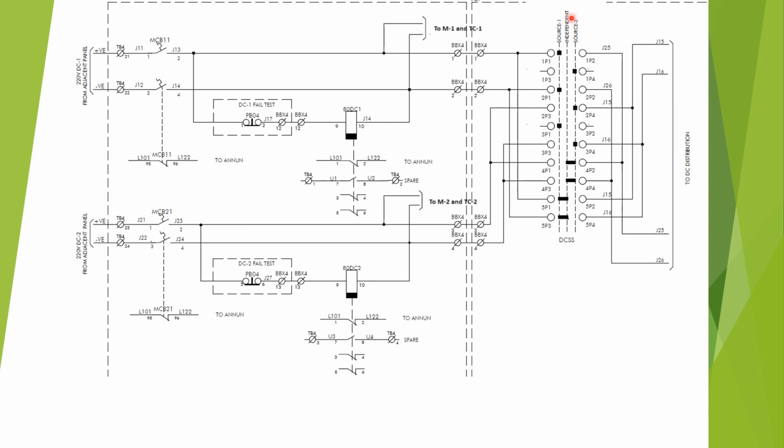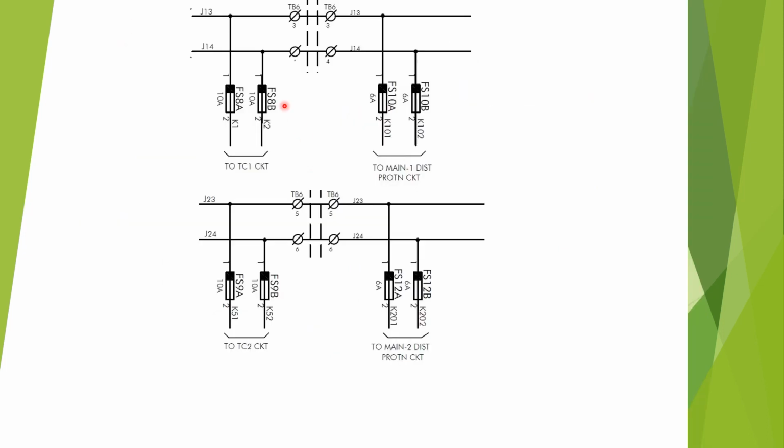Okay, so this is the DC selector switch. In this DC selector switch, there are three positions: source 1, independent, and source 2. You can see that before the DC selection, source 1 is given to the trip coil of the circuit breaker and to the main 1 distance protection. And before the DC selection, source 2 is given to the supply of the trip circuit of the circuit breaker and the main 2 distance protection circuit.